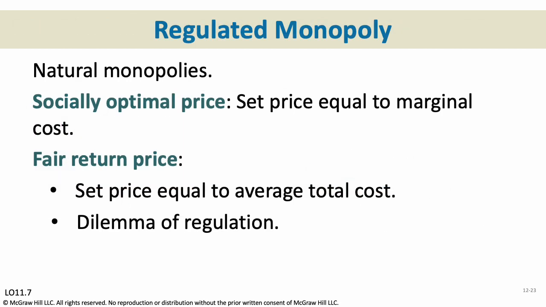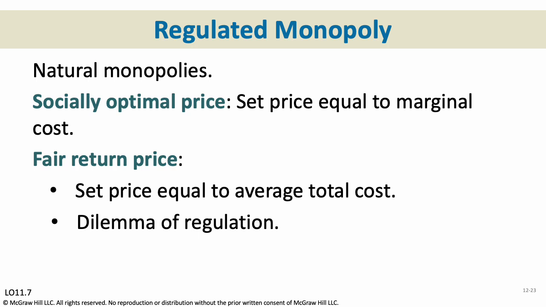As for regulated monopolies, in the case of natural monopolies like power companies, the government may just regulate them. They'll come up with a price that's equal to marginal cost. So power companies generally have limits they can charge based on what the government tells them to set rates at. And it's what's known as a fair return price. So you try to set your price equal to your average total cost, but there is a dilemma of regulation as well. The dilemma is the following.